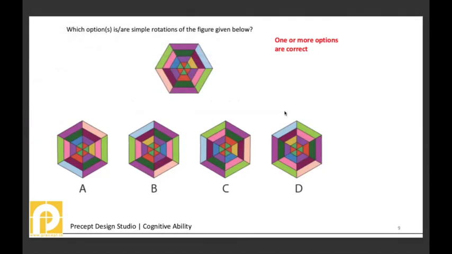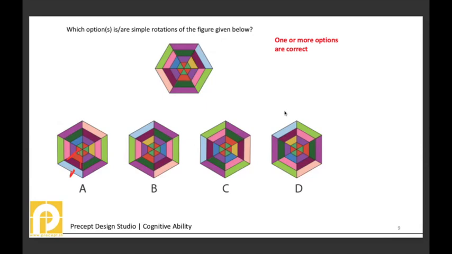Which option or options are simple rotations of the figure that is given below? Okay, one or more options are correct. Option A. In option A, when you see this light blue color slide, there's a problem here in this much part.